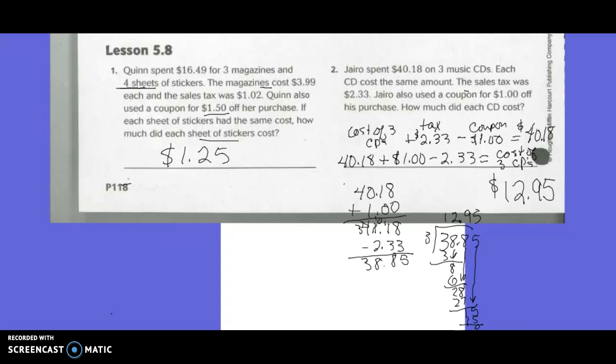And then if we work that backwards, we're going to have $40.18 plus $1.04 minus $2.33 should equal the cost of our CDs. If we do our work, you'll see that we have $40.18 plus $1.04 is $41.22 minus our $2.33 sales tax, which is $38.89. And if I divide that by 3, I get about $12.96. And so each CD costs about $12.96.